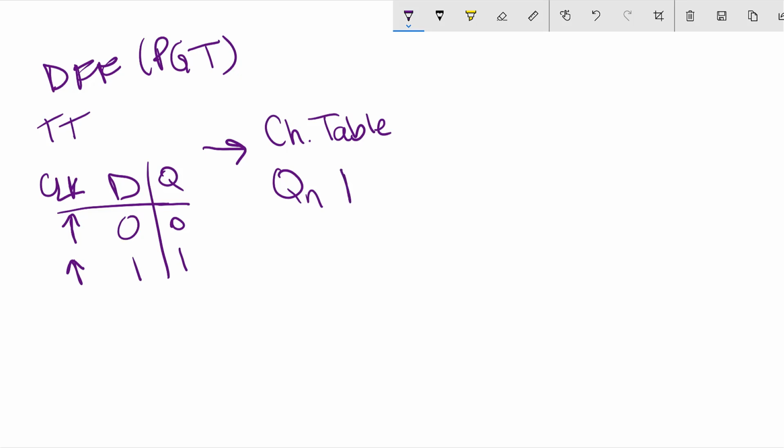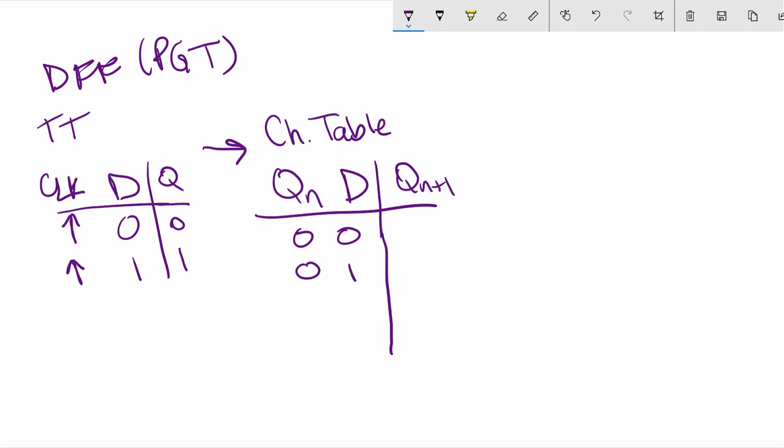Our characteristic table is going to look like this. So Qn, we're going to have input D, and then Qn plus 1. So we're going to have 0, 0, 0, 1, 1, 0, 1, 1. If Qn is 0 and D is 0, it's just going to follow D, so this will be 0. This will become 1. If Qn is 1 and D is 0, we're just following D.